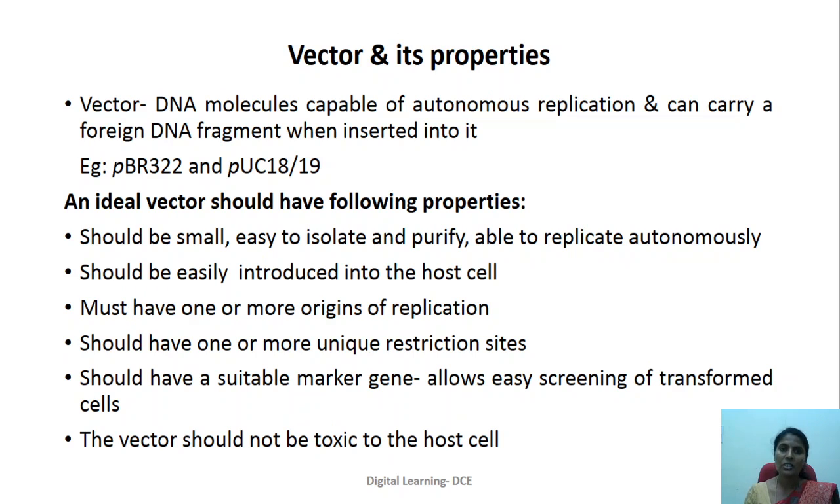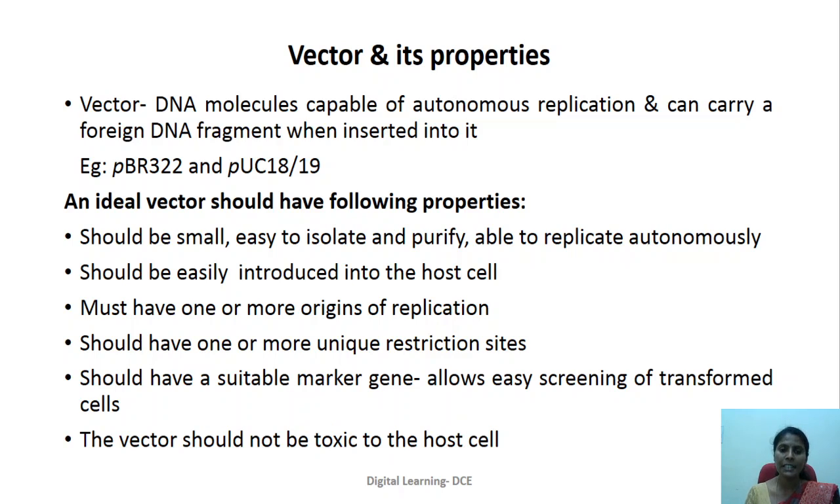Coming to vectors as important tools in genetic engineering. A vector is a DNA molecule which is capable of autonomous replication and can carry a foreign DNA fragment when it is inserted into it. The most popularly used vectors in genetic engineering include pBR322 and pUC18. Any plasmid to be used as a vector should possess some important properties which are as follows. A vector should be small, easy to isolate and purify, able to replicate autonomously.